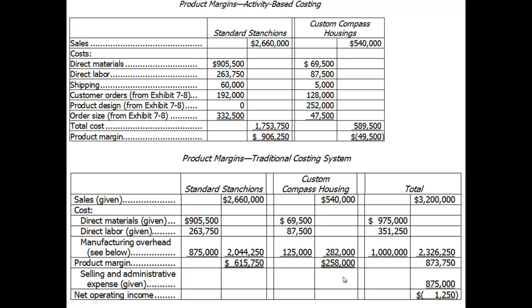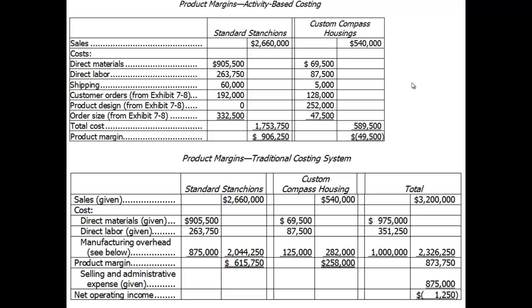Also, for the custom compass housing, it looks like we're making a profit of $258,000. That's a huge difference compared to the $49,000 loss that we have under ABC. Remember, the big difference here is that ABC excludes some traditional manufacturing costs and includes some traditional non-manufacturing costs. It's really an apples to oranges comparison here. So we have to know what we're looking for from a management standpoint.